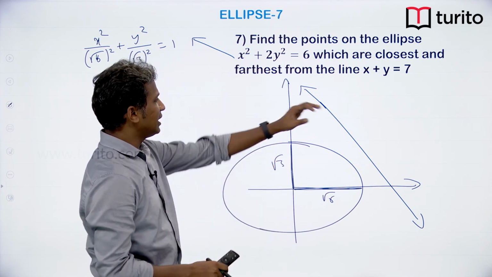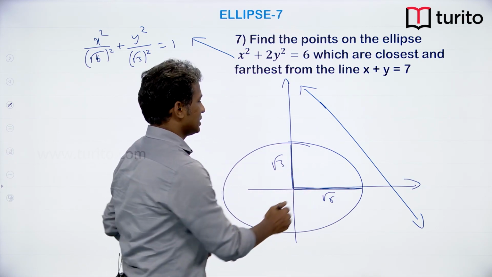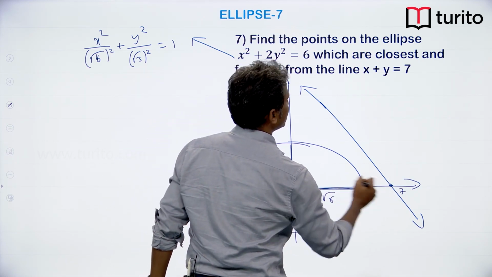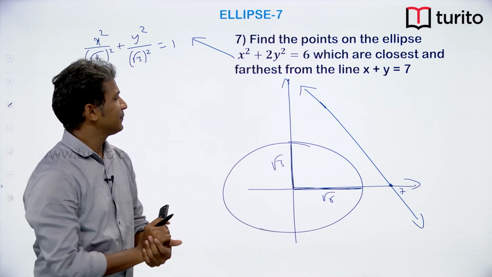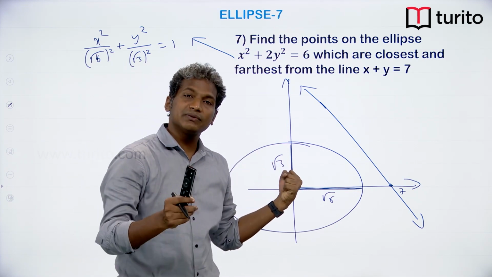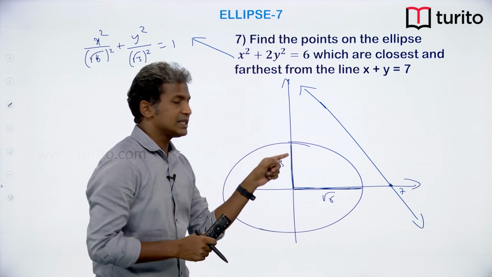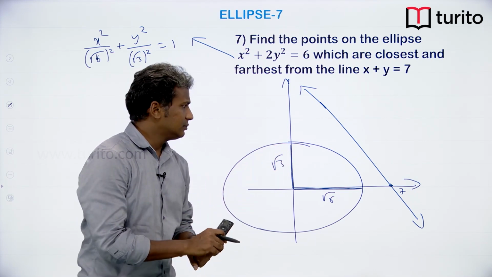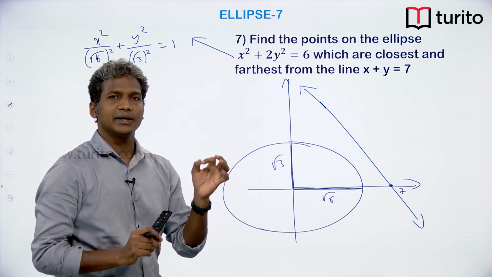So we definitely know that this line is not going to intersect this ellipse, because the x-intercept itself is 7 here, and the y-intercept is also 7. So there is no way they will meet. Okay. Now if at all they meet, then the minimum distance will become 0 if they are intersecting. Okay. And if they are touching, then also it could be 0. So here we can understand one simple idea.